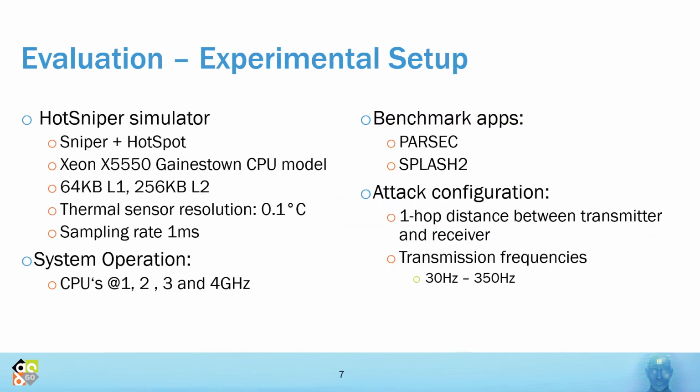Here we can see the experimental setup employed for our evaluation. We used HotSniper, an integration of the commonly used Sniper simulator with HotSpot for temperature modeling. We used the Gainestown model for the CPUs as depicted. We run the attacks and benchmark applications with CPUs at different frequencies varying from 1 to 4 GHz. For the attack, the transmitter and the receiver cores are always at a 1 hop distance from each other. The transmission frequencies for the channels vary from 30 to 350 Hz.